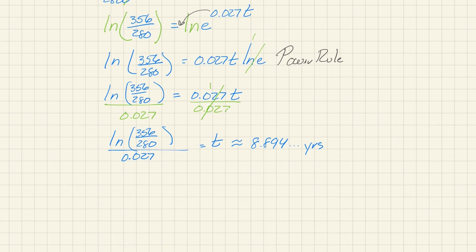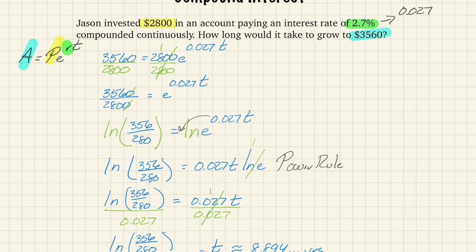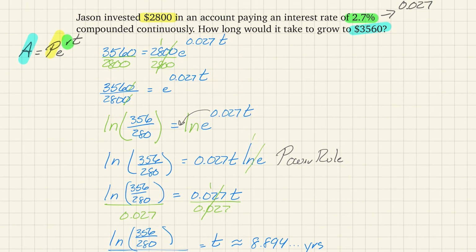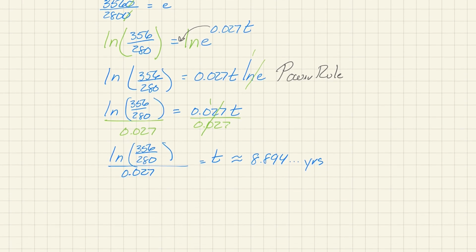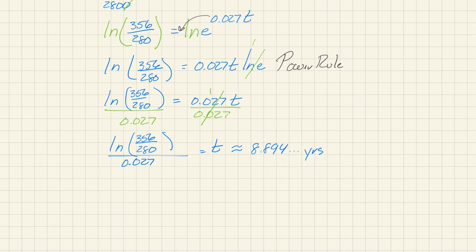Now, depending on how the question is phrased, ours did not specifically ask to round to the nearest year or the nearest tenth of a year. But if you are asked to round to the nearest tenth of a year, since this here is the tenths place, we look at the hundredths place. If it's 5 or more, we round up. If it's 4 or less, we leave it alone. So here, rounded to the nearest tenth of a year, it would be 8.9 years.